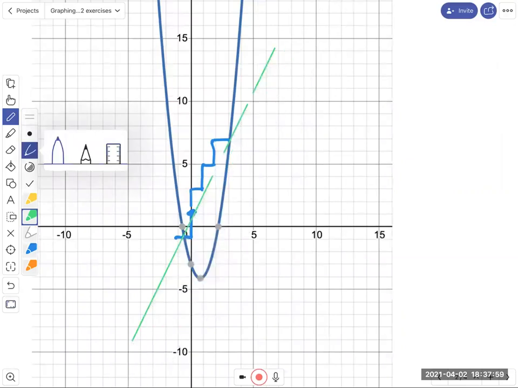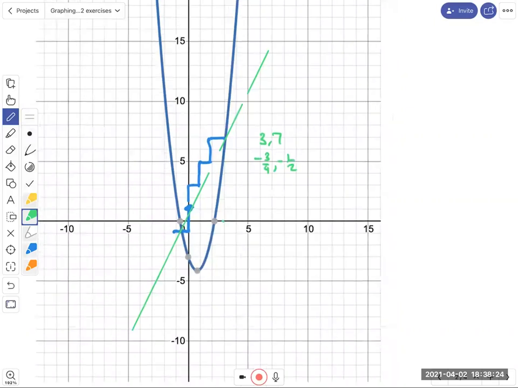Okay, and so it looks like we have a lattice point. At one point, let's say it's 1, 2, 3, 7. So this looks like (3, 7) is a point. Then back here, it looks more like (-3/4, -1/2). Those look like the points just by using the graph.